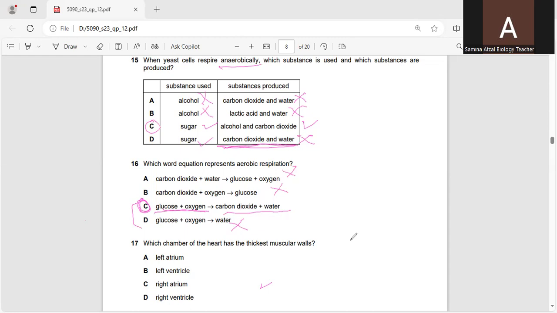Okay, which chamber of the heart has the thickest muscular walls? Left atrium? No, because blood has to move towards the lungs, very close to the heart. Right or left ventricle, yes. From the left ventricle, the blood has to move towards all other parts of the body to distribute the oxygenated blood. So the left ventricle will have the thickest muscular walls compared to the right atrium, in which the blood is entering. So these options are very incorrect. The only correct option here, for the thickest walls, is B.